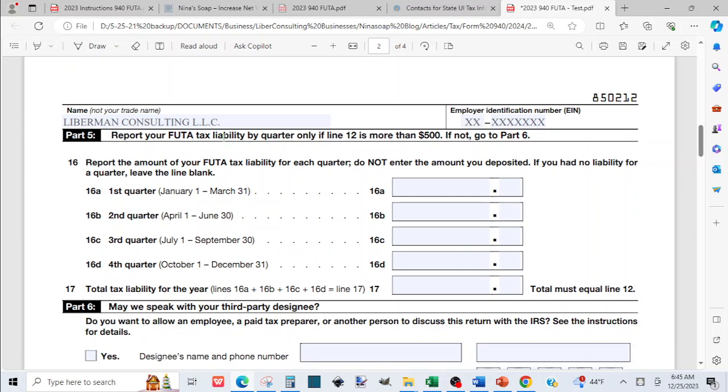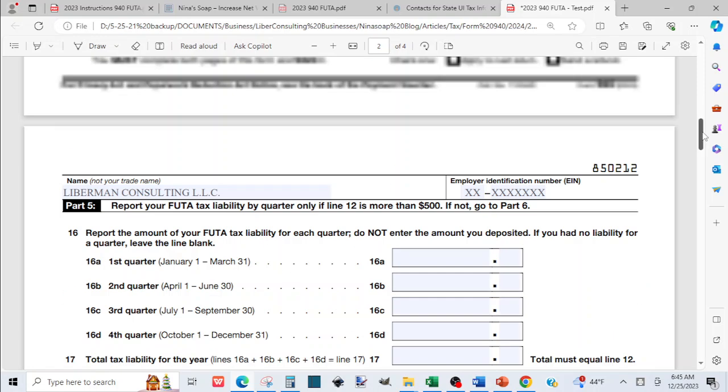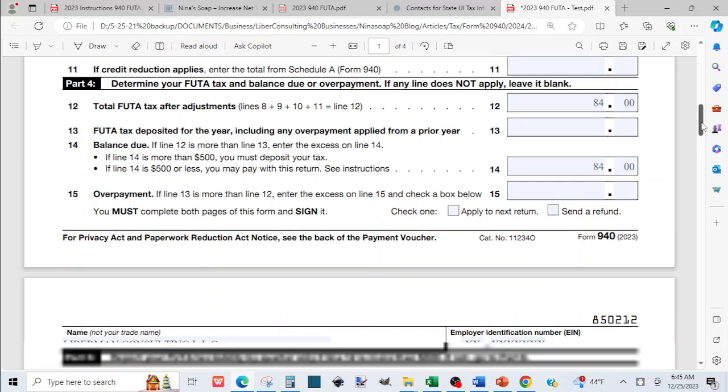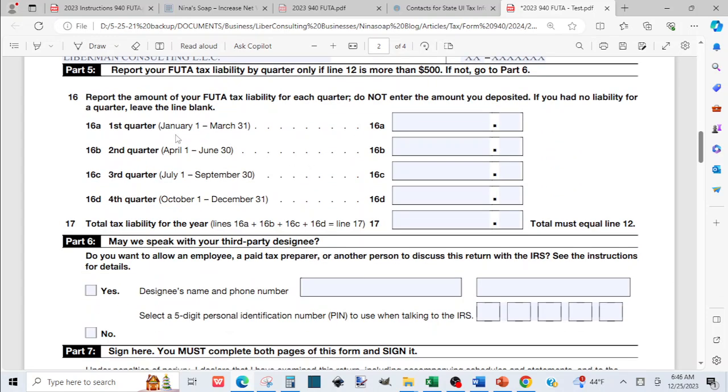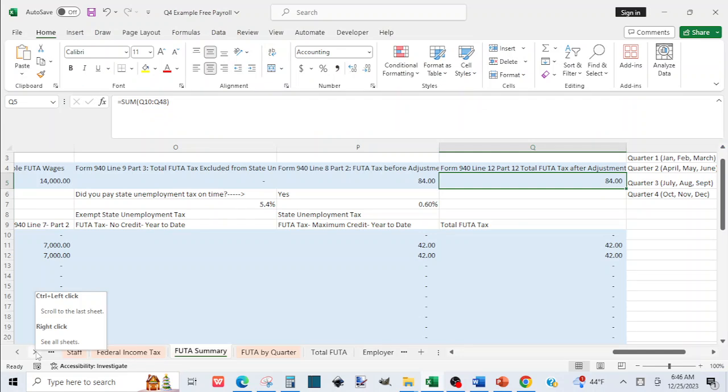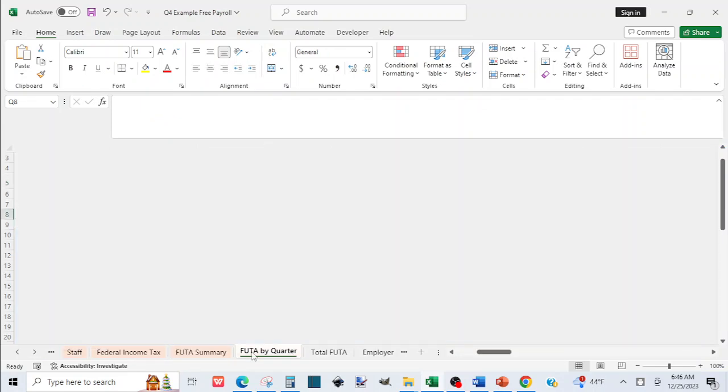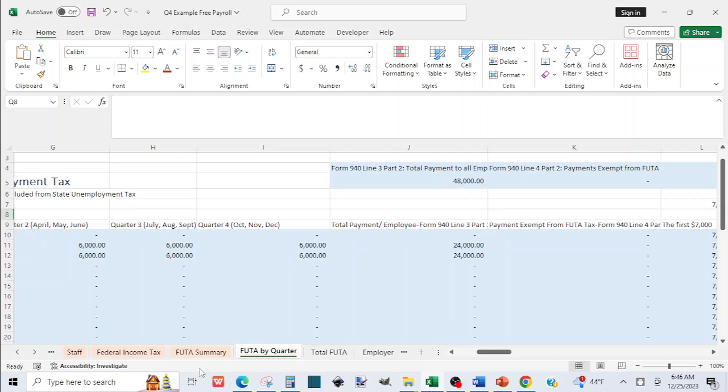So report your FUTA tax liability by quarter only if line 12 is more than 500. If not, go to part 6. So if your total tax on line 12 is more than 500, IRS will ask you to disclose how that is broken down by quarter. So that means it is crucial for you to track your payroll based on how you will file the return with it, and that is the tax liability.